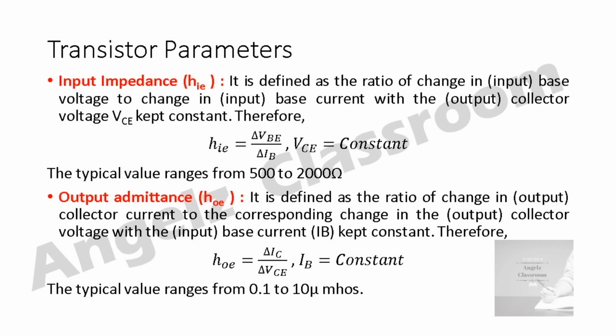Next one is output admittance. Admittance is the inverse of impedance, so the unit of admittance is mho. HOE is equal to delta IC, your collector current, divided by delta VCE, your collector emitter voltage. Here IB is constant. The typical value ranges from 0.1 to 10 micromhos.